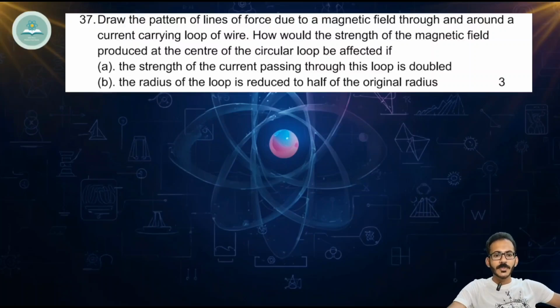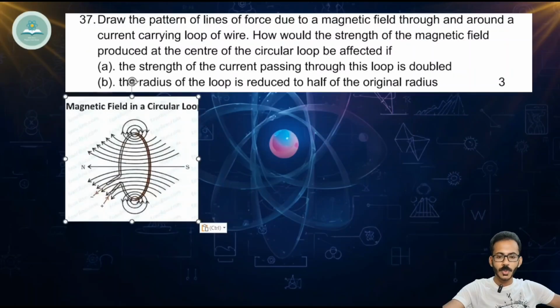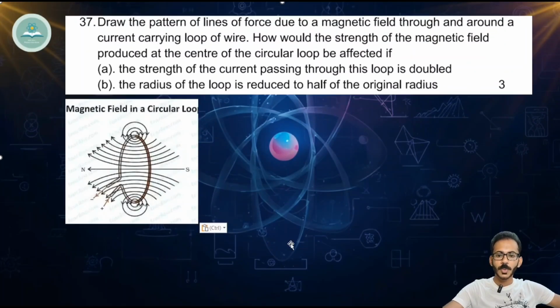Draw the pattern of lines of force due to a magnetic field through and around a current carrying loop of wire. So one question either regarding a current carrying straight conductor or a loop or solenoid will surely come. So first of all we have to draw the figure. So this will be the figure. Make sure that we have marked North Pole, South Pole and the directions.